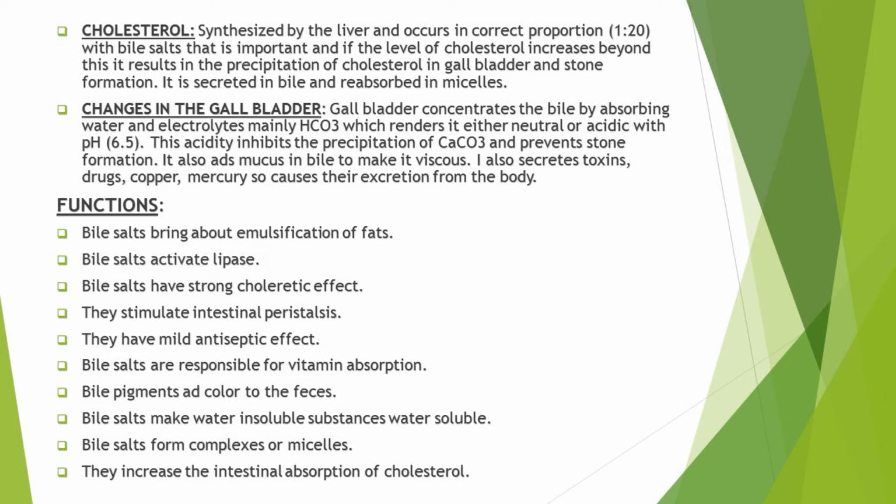Gallbladder also adds some mucus in the bile to make it viscous, and in this way it concentrates the bile. Gallbladder also causes secretion of toxins, drugs, copper, mercury. In this way, it causes their excretion from the body because bile is finally going to the small intestine to be excreted from the body. One of the effective methods to secrete toxins, drugs, copper, and mercury from the liver is to drain them into the bile, and then gallbladder finally passes this bile to the duodenum, and in this way these toxins are finally excreted from the body.